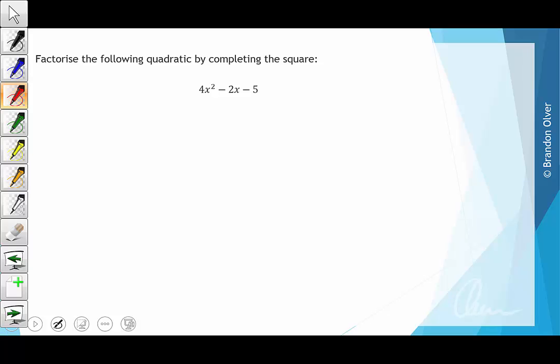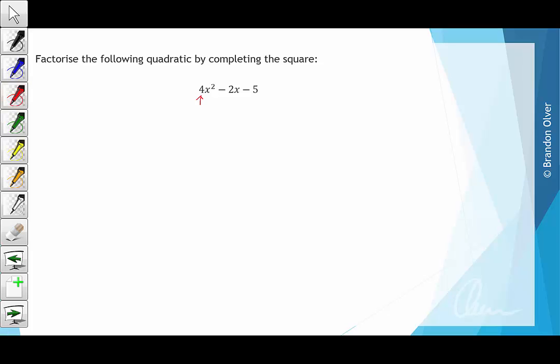In this video, we're going to factorise the quadratic 4x squared minus 2x minus 5 using the completing the square method. So the first thing we have to do is make sure that the coefficient out the front of x squared is equal to 1. So in this case, the coefficient of x squared is actually 4.